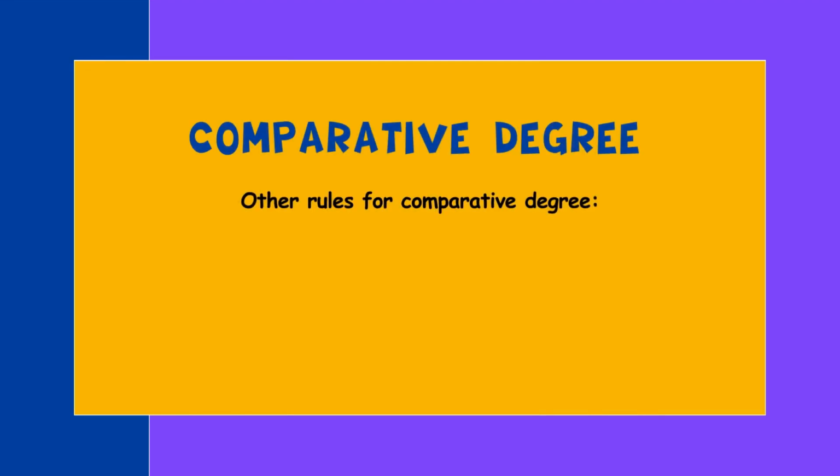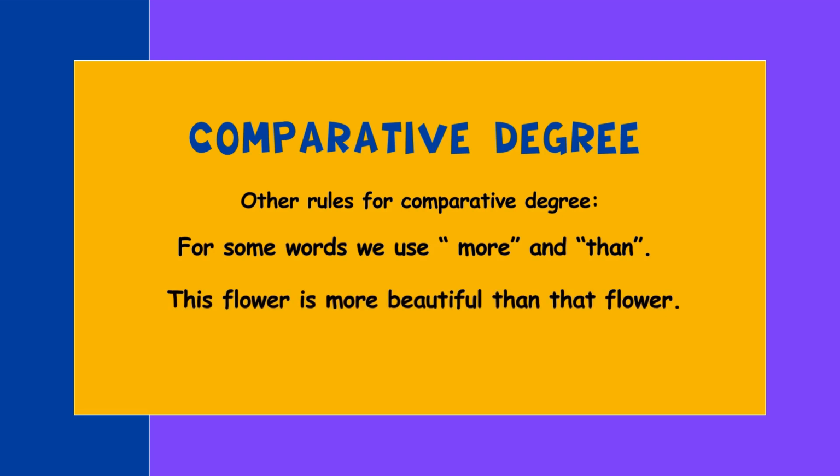Other rules for comparative degree. For some words we use more and than. This flower is more beautiful than that flower. This book is more useful than that book.